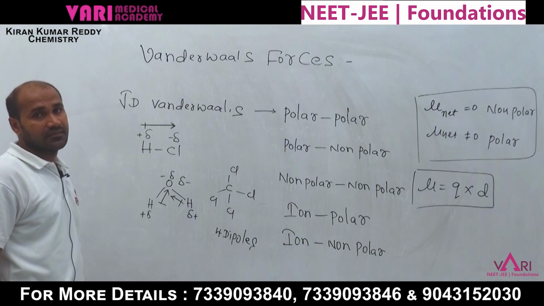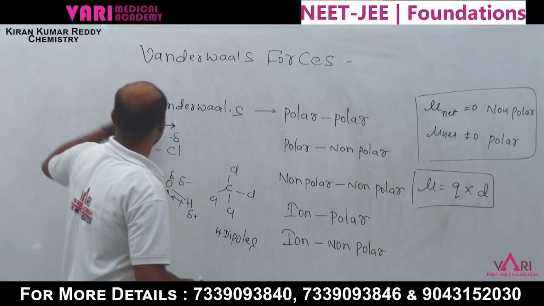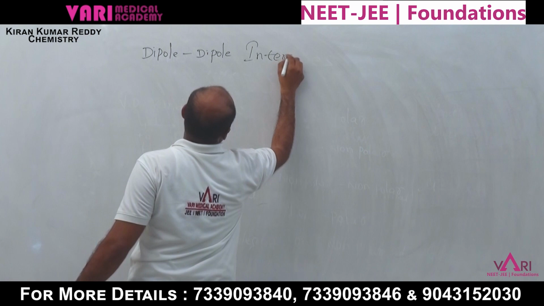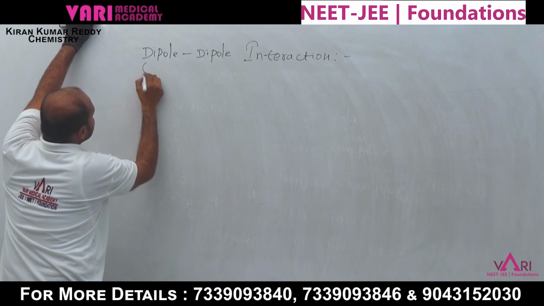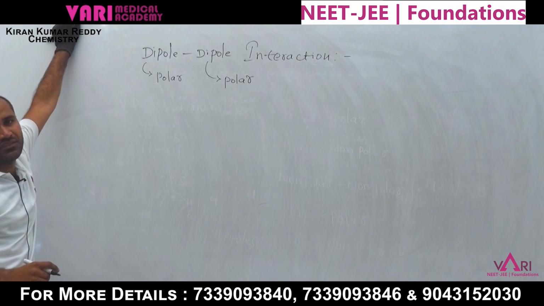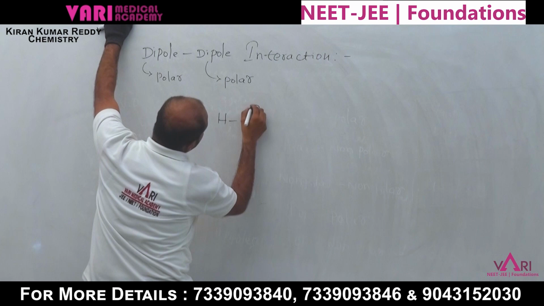Now one by one we can discuss. Polar-polar molecule means dipole-dipole interaction. Polar non-polar means dipole-induced dipole interaction. One by one we can discuss. First one is dipole-dipole interaction. The first Van der Waals force of attraction is dipole-dipole interaction. Here dipole means this must be a polar molecule, here also a polar molecule. Interaction between two polar molecules is called dipole-dipole interaction. I am taking polar molecules, first one is HCl. In HCl, this one is the negative charge, here is the positive charge.